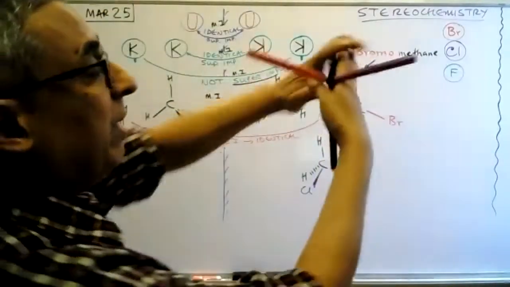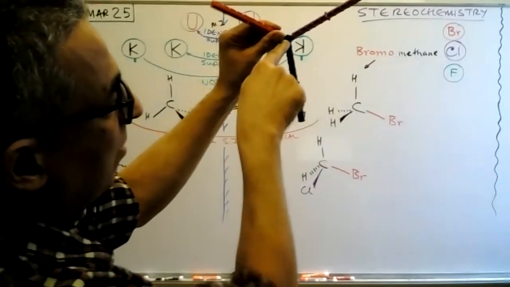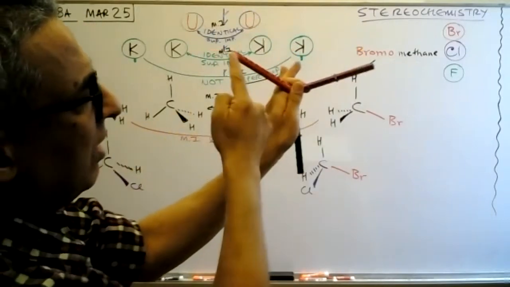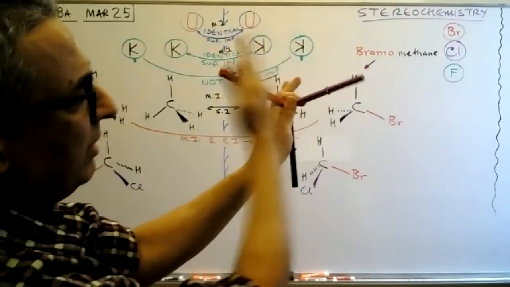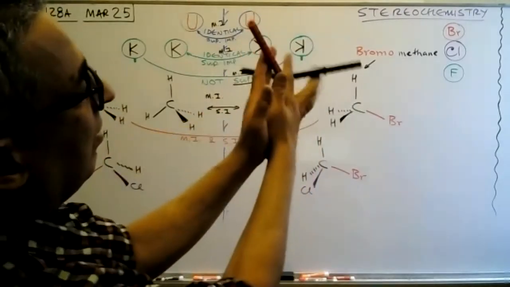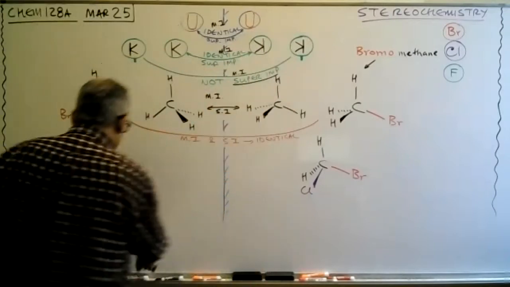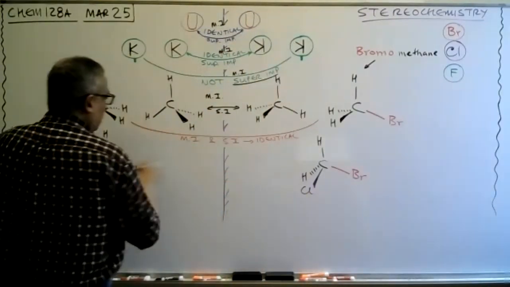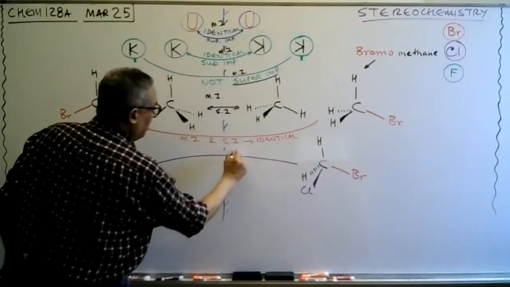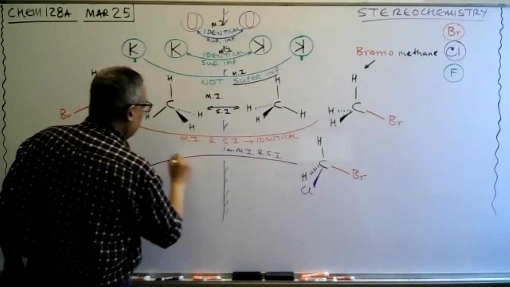This is not a symmetric plane. That's a wrong plane. The plane that contains the carbon and the two hydrogens is not symmetric because it's got a chlorine on one side and a bromine on the other side. They're not mirror images, they're not the same. So there is no symmetry here. There is symmetry here. So the relationship between these two is that they are mirror images and they're superimposable. That means they're identical.